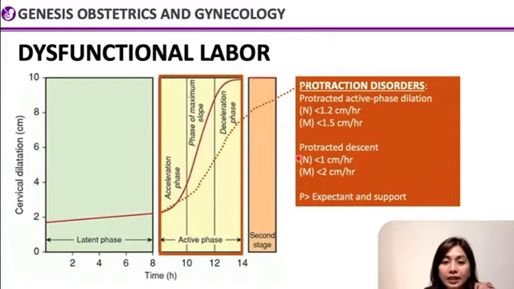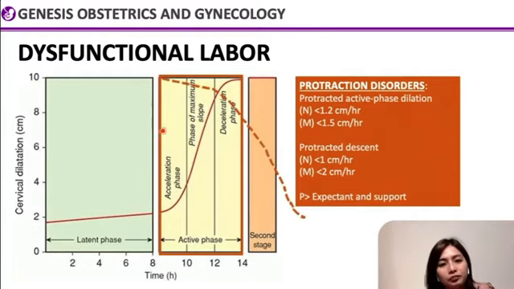Now, protracted descent is defined as less than 1 centimeter per hour for nulliparous, for multiparous less than 2 centimeters per hour. So, kumbaga yung descent mo kasi is hindi na nakadrawing dito sa Friedman curve na to, pero ideally pag ganyan din siya, di ba? So, sa protracted descent, kung i-drawing mo siya, hindi ito follow yung typical na progression ng descent. So, mabagal siya. Yun yung protraction disorders.